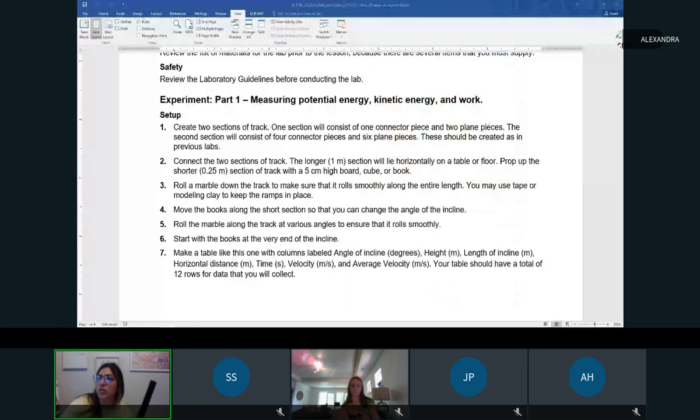So it says create 2 sections of track. One section will consist of 1 connector piece and 2 plain pieces. The second section will consist of 4 connector pieces and 6 plain pieces. So these are the connectors, the see-through, and these are the plain pieces. And so you're going to want to get 6 of these and 4 of the connectors. Right? Yep. And that's how long your ramp is going to be.